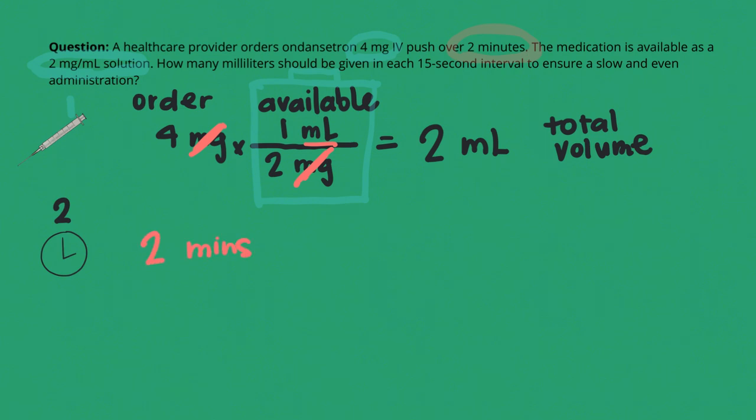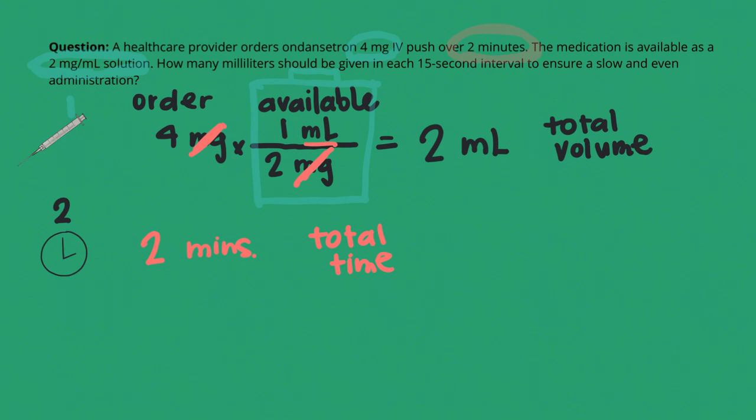Now again, if you need to do calculations for this, we will show that in a later example. But sometimes you're just given this information and that's available to you. You don't have to do any calculations, but you do need to identify it. That's the total amount of time that this should be given over. So you need to give 2 milliliters over 2 minutes.